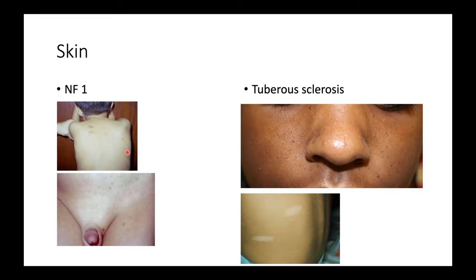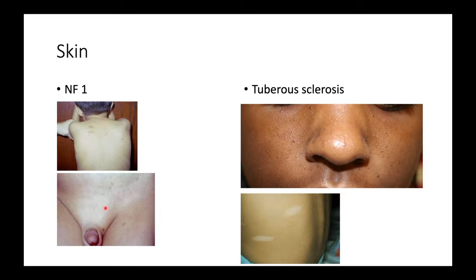The skin is important because we're looking for features of neurocutaneous syndromes. So I'm just going to ask you to show me what features are shown here of neurofibromatosis type 1. Somebody? The cafe au lait in this case. Right. In the upper one, we're seeing cafe au lait macules and patches.